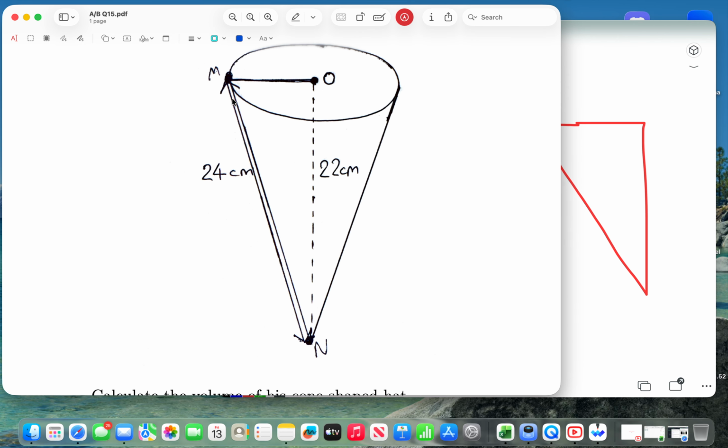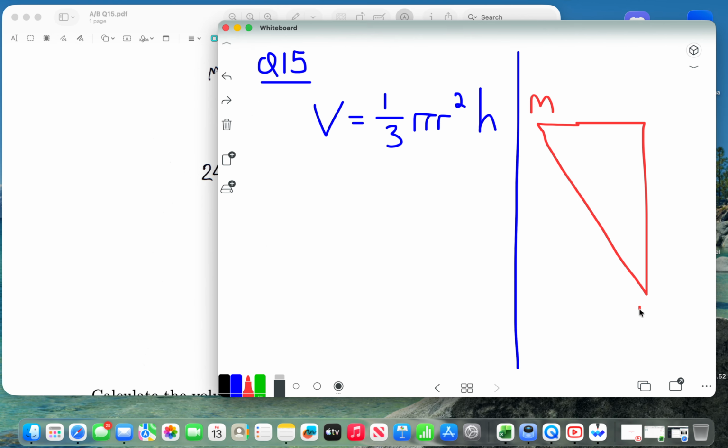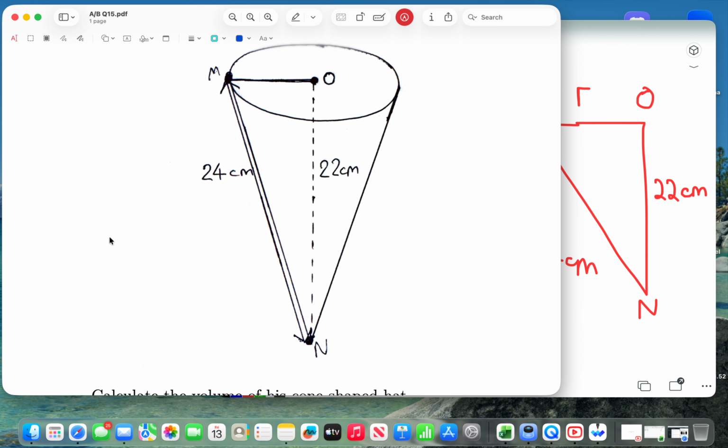So we are told that the sloping height MN is 24 centimeters. And the perpendicular height ON is 22 centimeters. And MO is the radius. The perpendicular height, as the name suggests, is perpendicular to the surface at the base. So the base and the perpendicular height are at right angles.